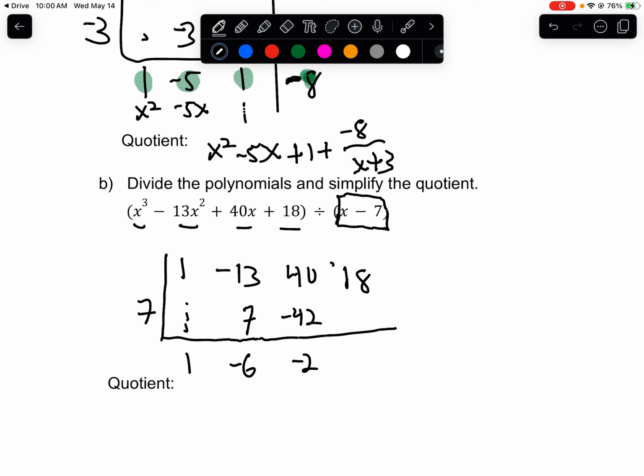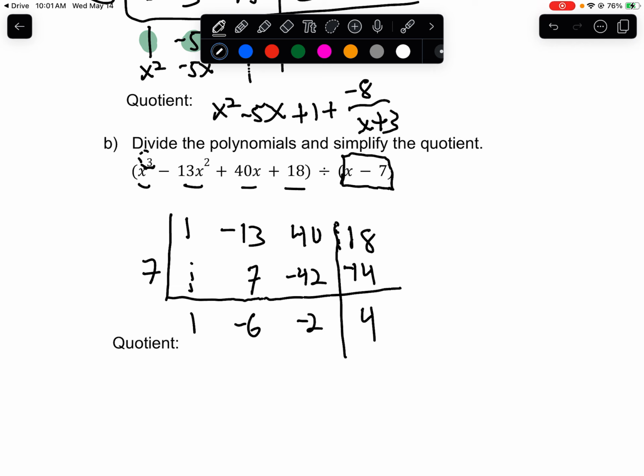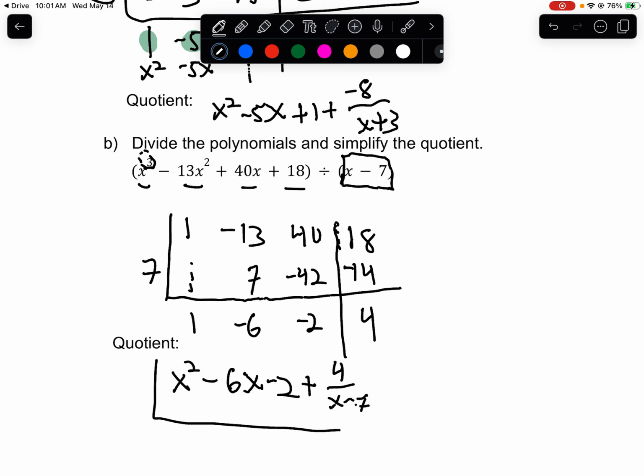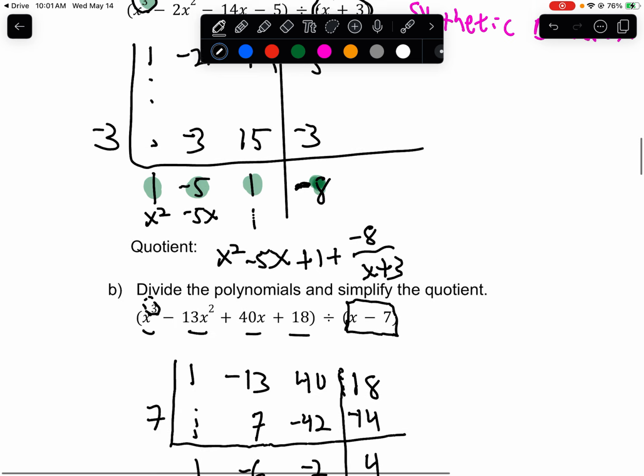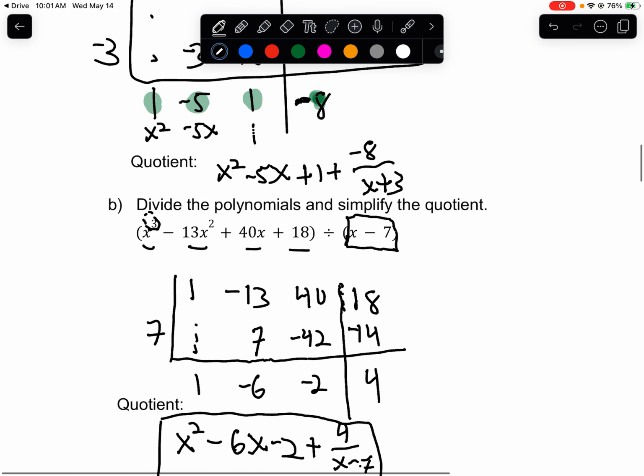Add, that's negative 2. This right here, whatever shows up here, the reason I draw this line here is because whatever number is here is the remainder. So 7 times a negative 2 is negative 14. Add, and you get 4. So since this was x to the third that we started with, this is going to be x squared minus 6x minus 2 plus 4 over x minus 7. And that's the answer for B, for that is the question.